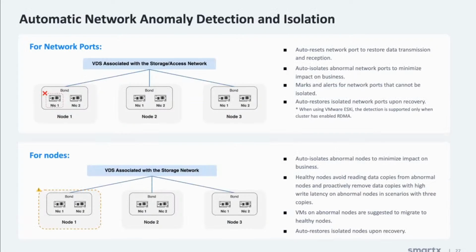Detection and isolation also applies to fail-slow networks. By monitoring the health status of network ports in real time, the system automatically detects any underperforming network ports and isolates them to prevent any negative impact on the overall cluster's performance. This helps in avoiding performance downgrade caused by a single port or host that is experiencing network anomaly.